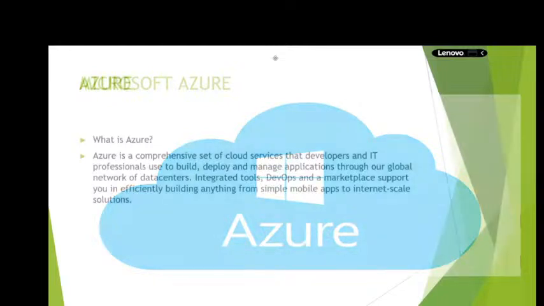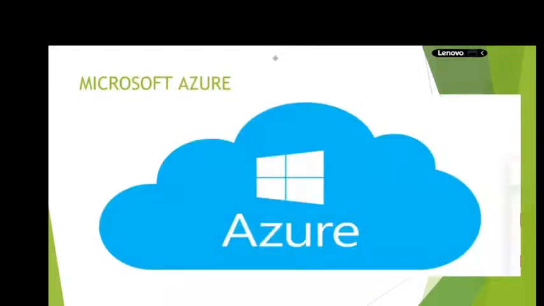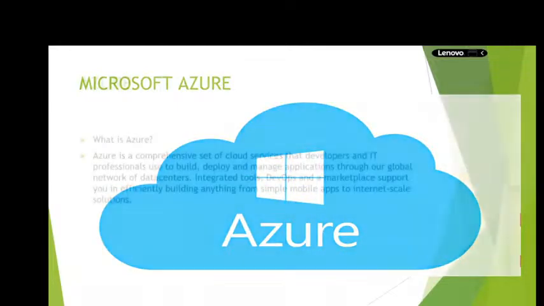Azure is a comprehensive set of cloud services. Note it down. What is Microsoft Azure? Azure is a comprehensive set of cloud services where we can build, deploy, manage, and access the applications through global network data centers. That is called Microsoft Azure. This is the exact definition. This definition is provided by Microsoft, not by me. As it is, I copied and pasted here.